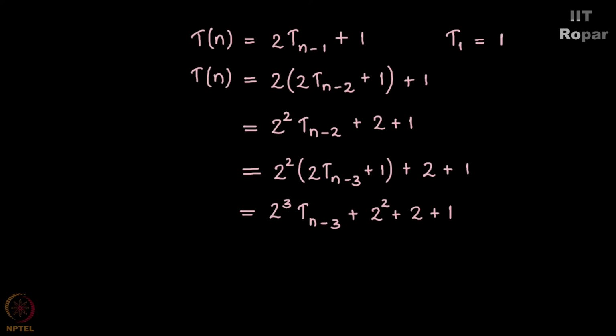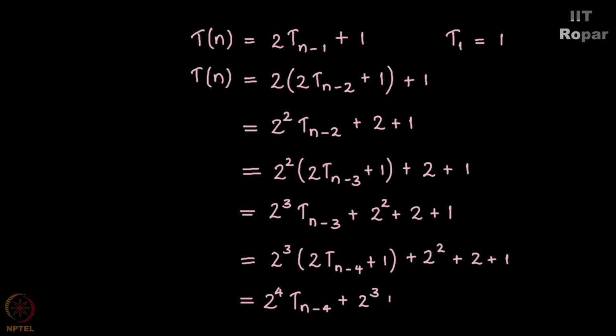If you are probably not understanding, you have to stop or pause the video, pen down things yourself, and it will be much clearer. The next is, as usual, T(n-3) can be written as 2 times T(n-4) + 1, plus 2^2 + 2 + 1. Now, this becomes 2^4 T(n-4) + 2^3 + 2^2 + 2 + 1, and the process continues. So, what can we write in general?